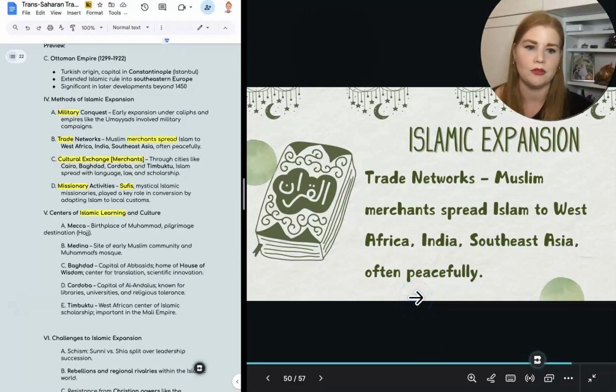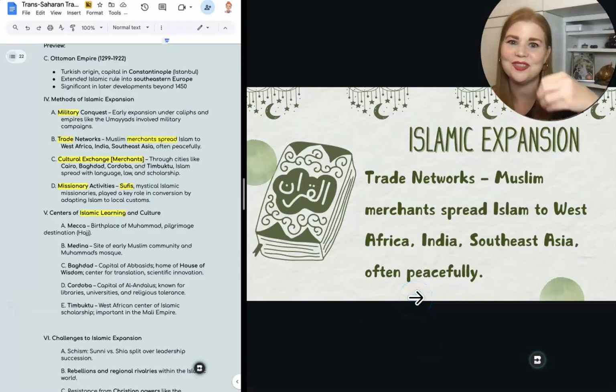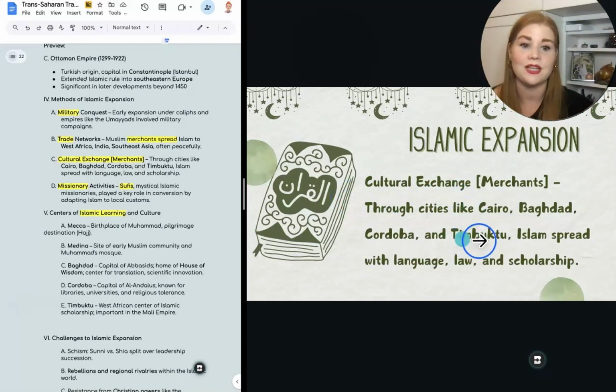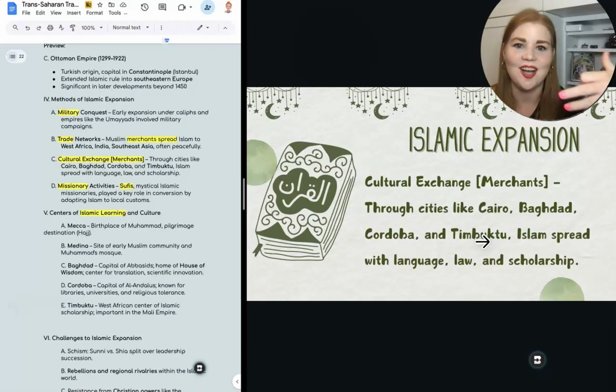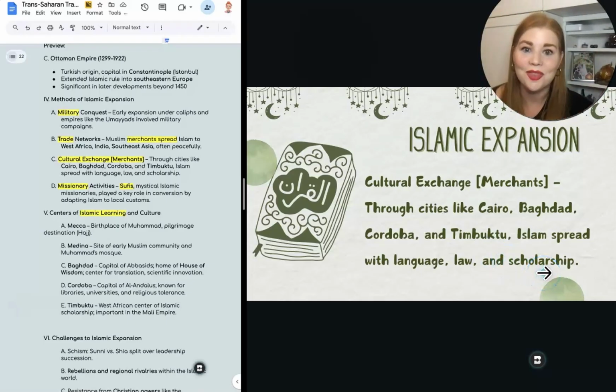We've already talked a ton about trade networks. When Muslims come into an area to trade, they don't just trade those goods. They're going to trade ideas, culture, religion. We just talked about cultural exchange, right? So Cairo, Baghdad, Cordoba, Timbuktu, these are places where Islam is spreading because people are exchanging ideas and knowledge, and that is allowed through their governments.